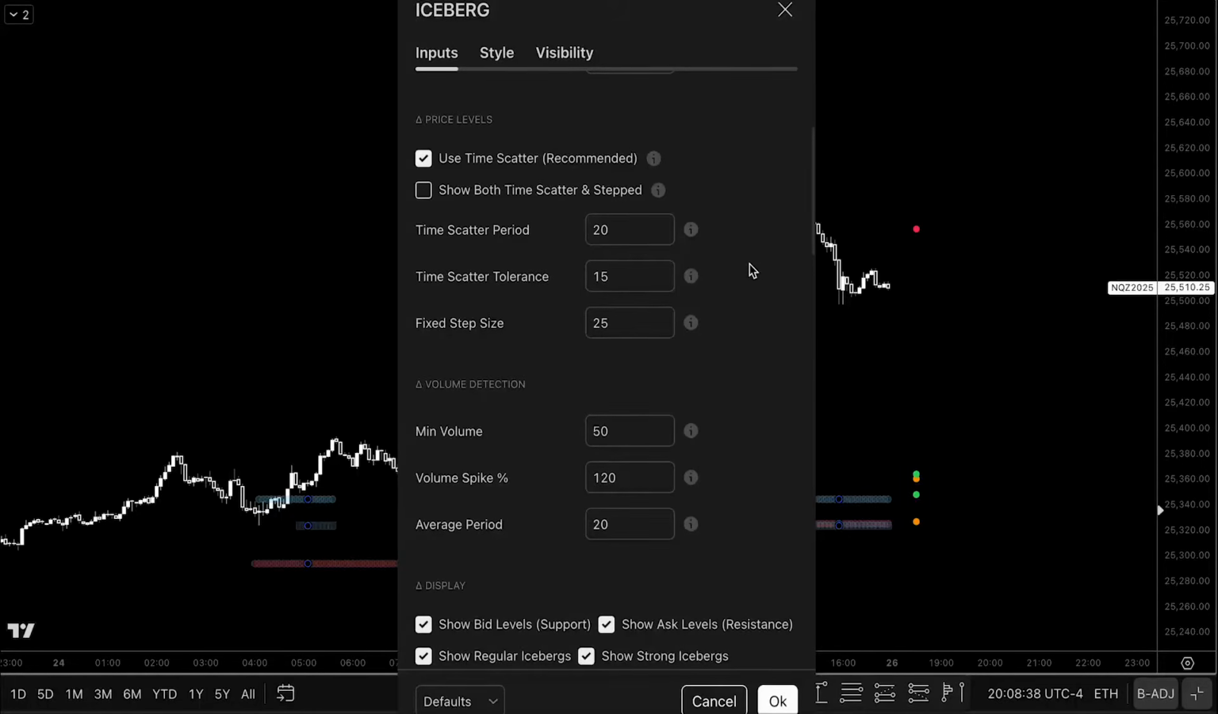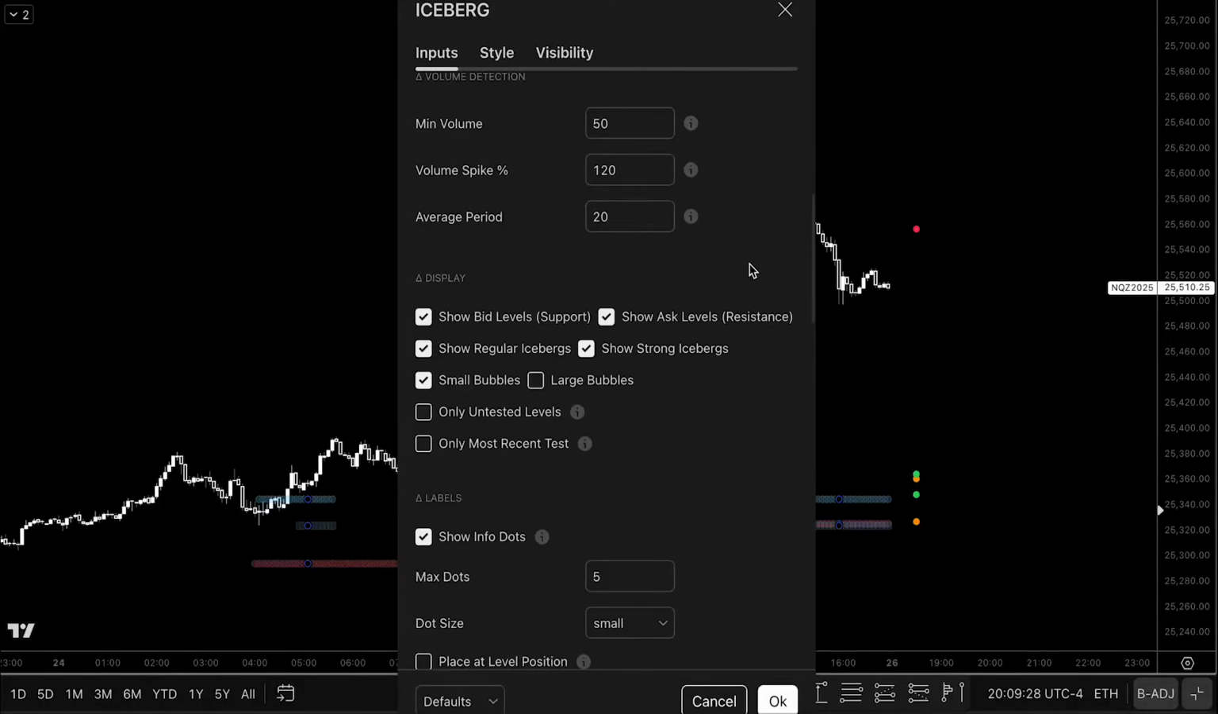You have the minimum volume required to warrant printing the iceberg. You also have the volume spike percentage, to know the density comparatively to the surrounding price range. But you can just leave these as is because they're optimized for the tool. It's running on the theme of plug and play with a lot of these tools.